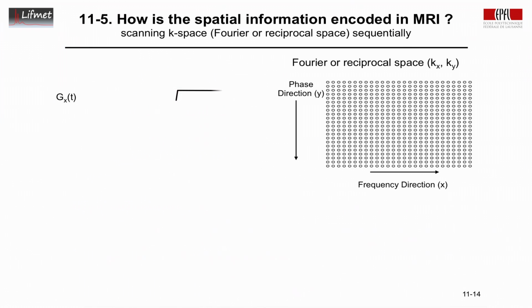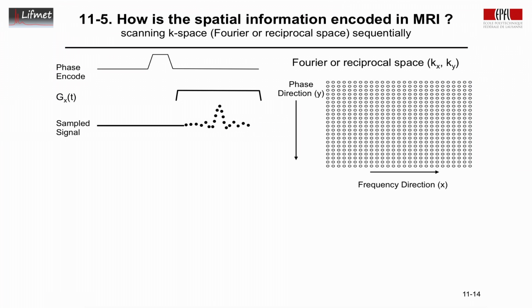So along X, we're looking at a gradient here. We're not going to bother again with the dephasing and rephasing for the echo. We're just going to simplify the diagram here, and we have the phase encode gradient. This is our sampled signal that we have here. We are acquiring at this point.